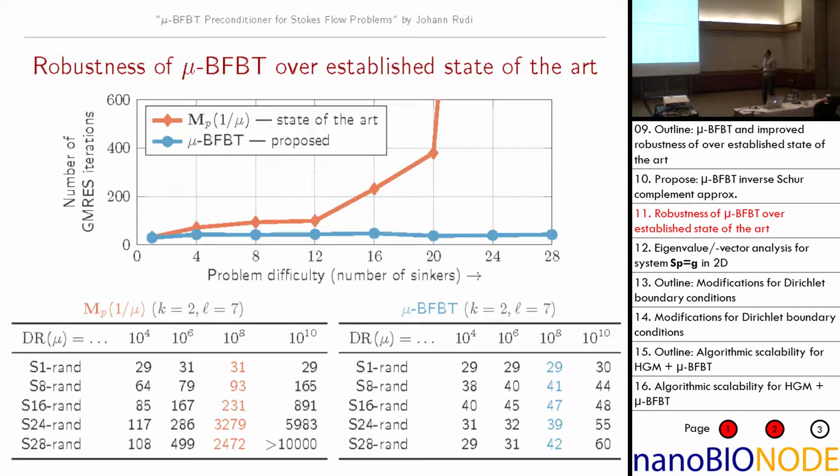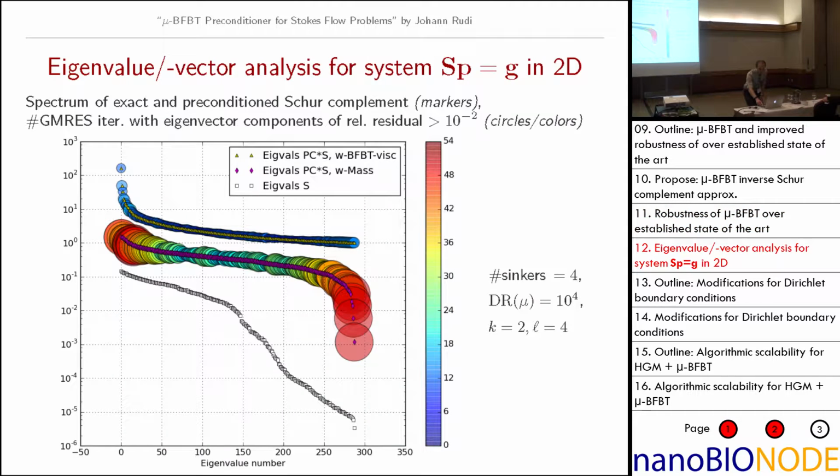On the other hand, for BFBT, it's a very nice behavior. It's a very stable preconditioner, no matter whether the dynamic ratio or the number of sinkers is varied. And this turns out to be important for mantle convection problems.